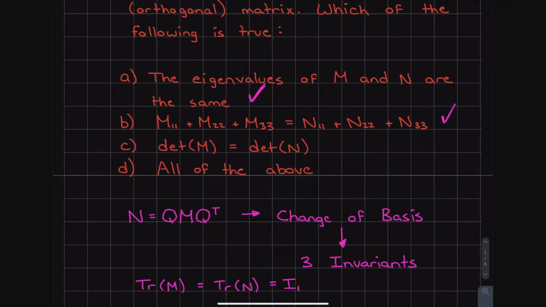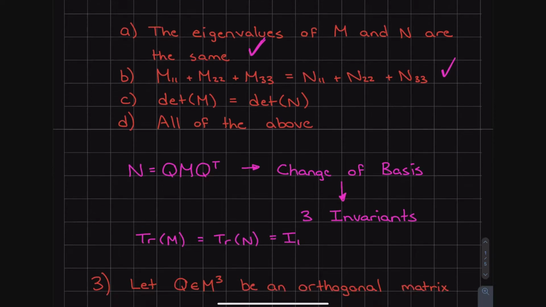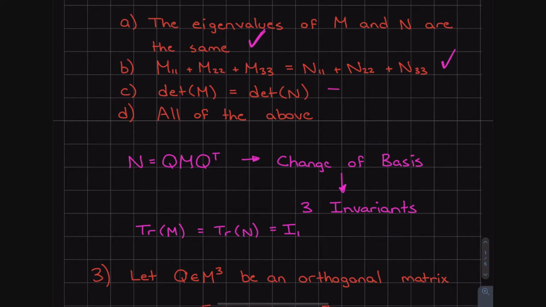Going to statement C, the determinant of M is equal to the determinant of N. Well, if you guys remember, the third invariant is exactly that. This is basically saying that invariant 3 of M is equal to invariant 3 of N. And as we know, the invariants don't change. Therefore, this statement is definitely correct as well. And if we look at statement D, it says all of the above are correct. That's exactly what we got. We can conclude that yes, all of the above is the correct answer.